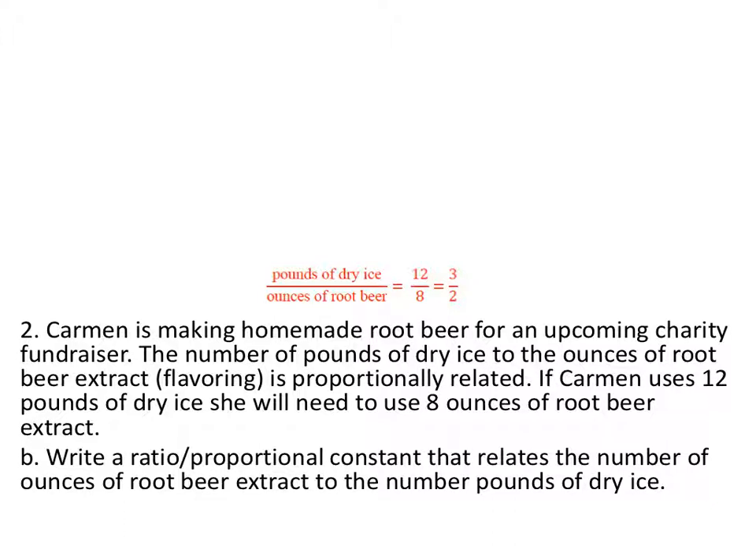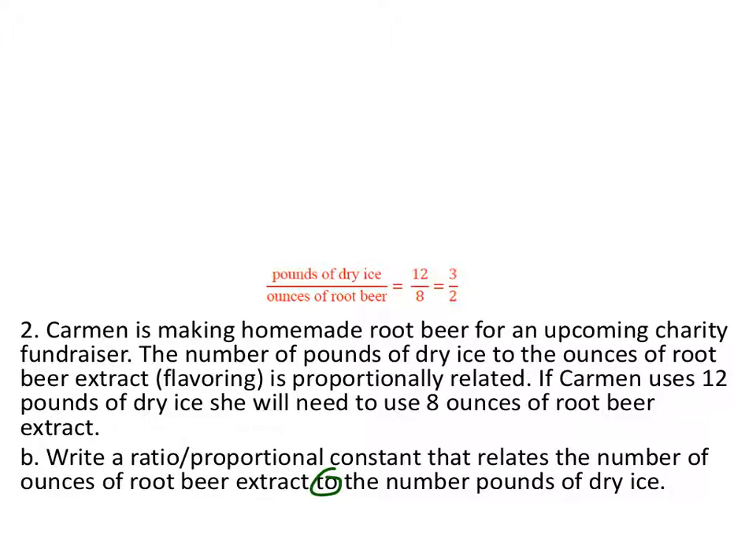Part B then, write a ratio or proportional constant that relates the number of ounces of root beer extract to the number of pounds of dry ice. 30 seconds with your neighbor. Go. All right, let's look at this one. This one, they've changed the ratio. This time it's number of ounces of root beer extract to the number of pounds of dry ice.